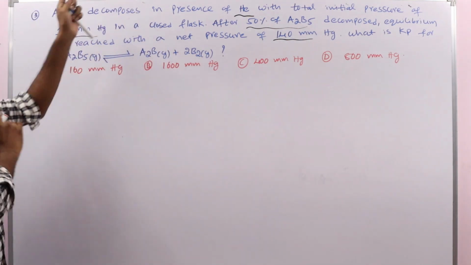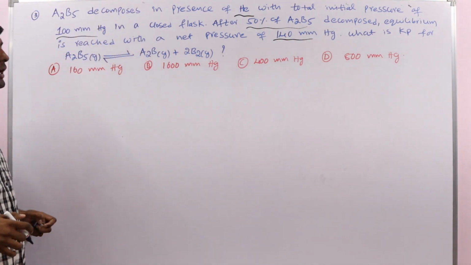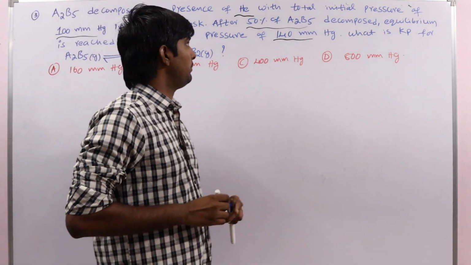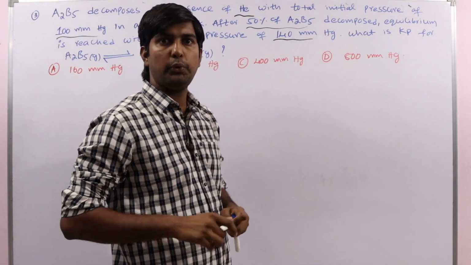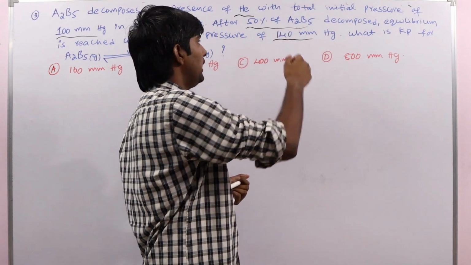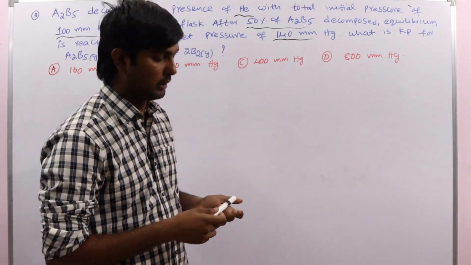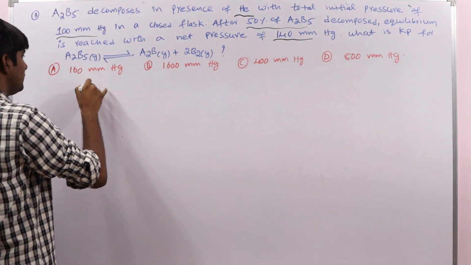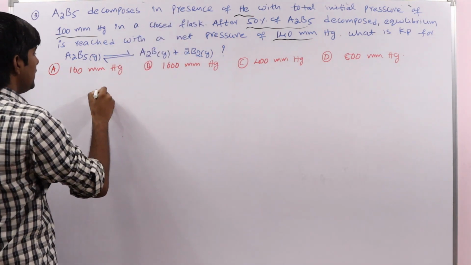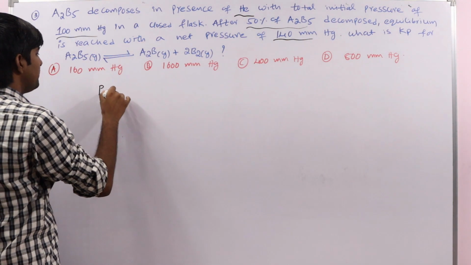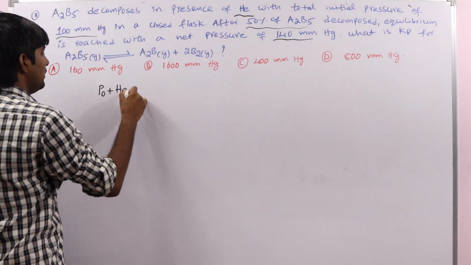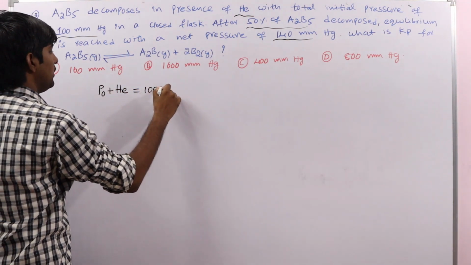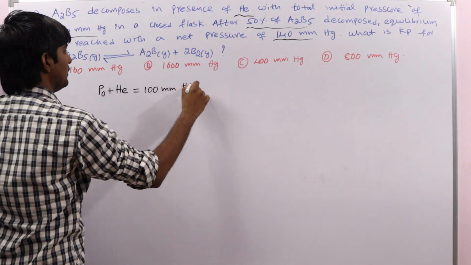So this is the problem. Here the initial pressure is given, 50% of A2B5 is decomposed, and they have also provided the total pressure at equilibrium. Now let us take this equation. First we take the initial pressure, let us assume it as P naught, plus helium is equal to 100 mm Hg.